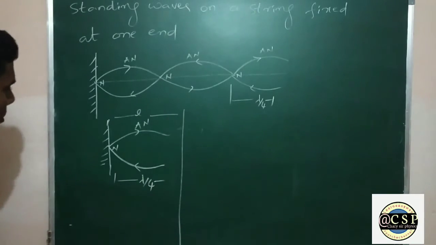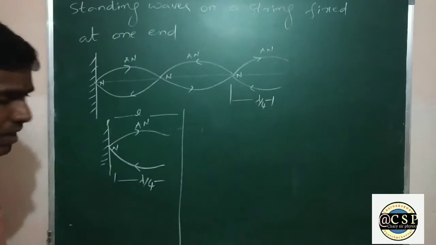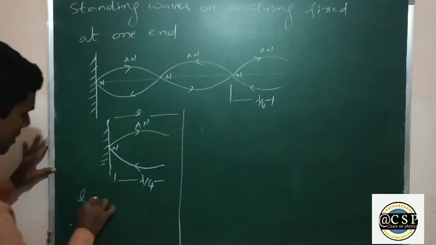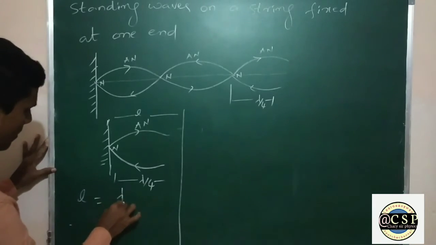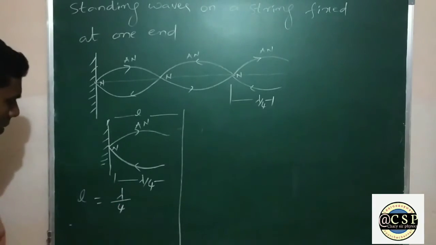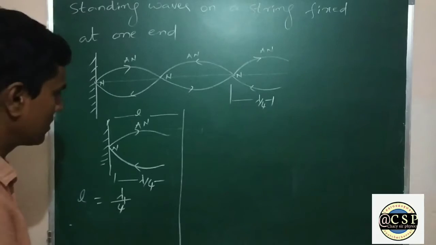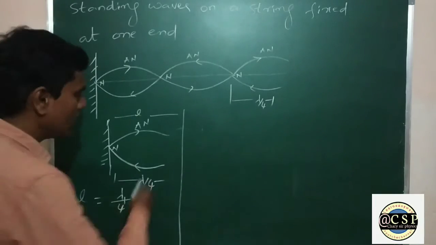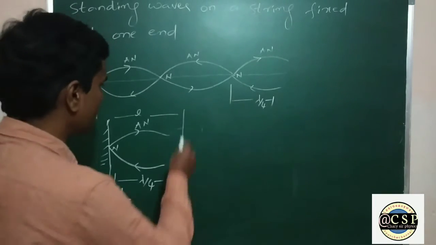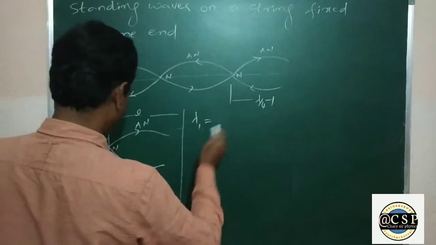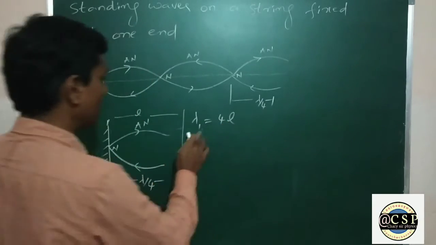What is the length of this wave? Here the length L is taken as lambda by 4. Considering lambda 1, the first wavelength, we have to calculate it: lambda 1 is equal to 4L.